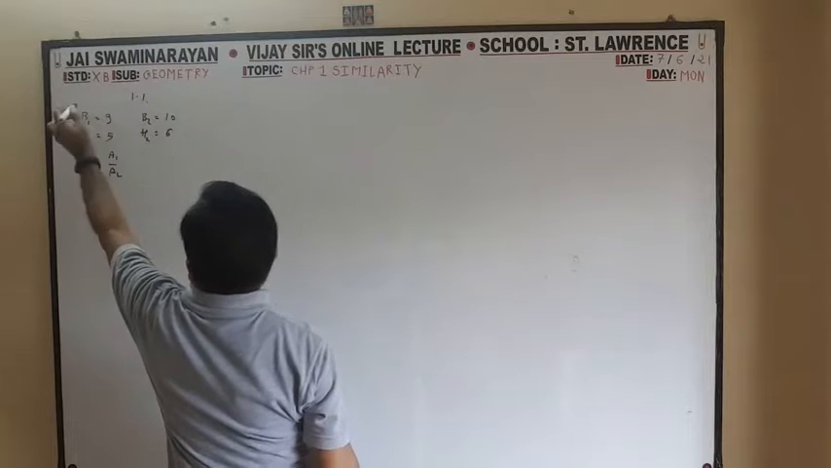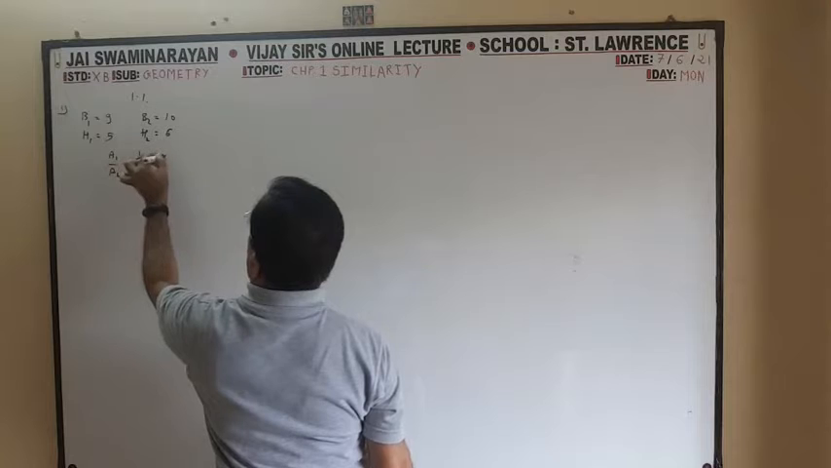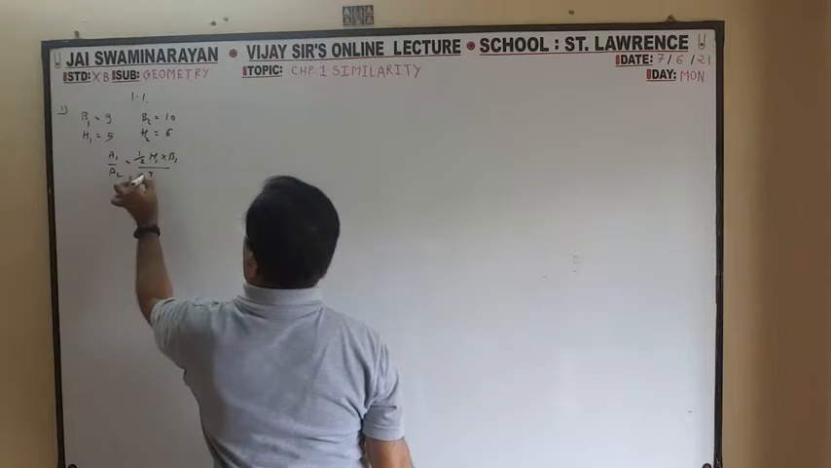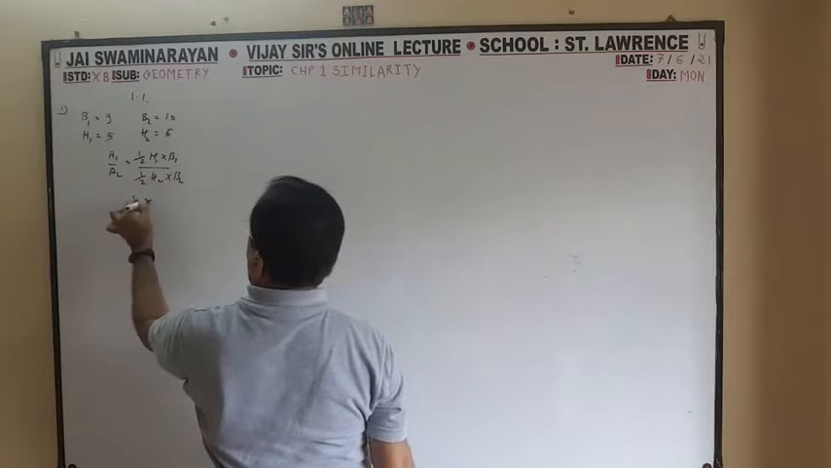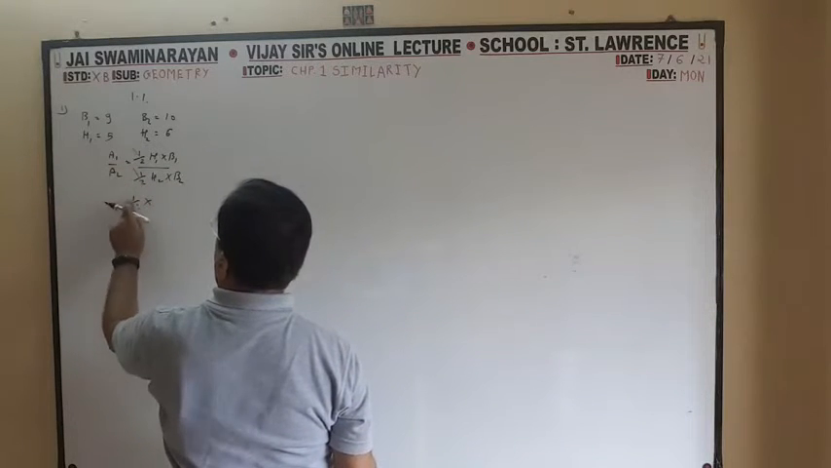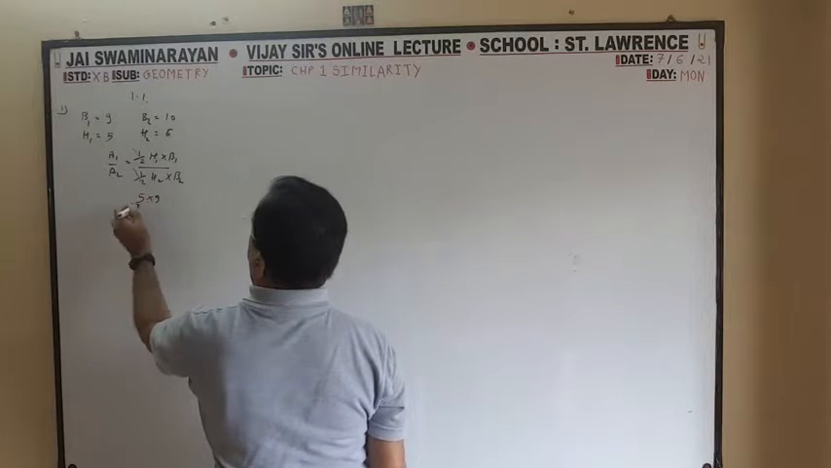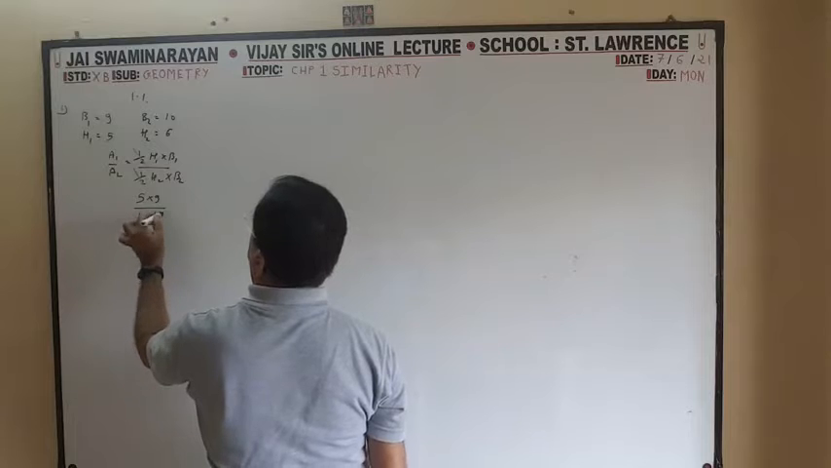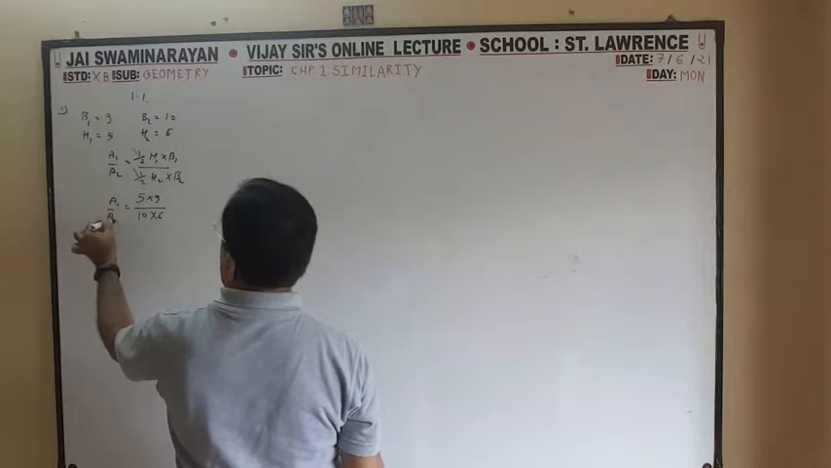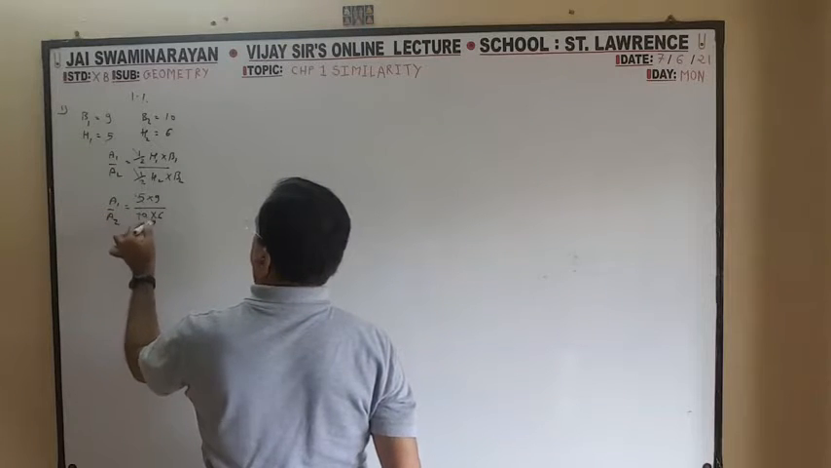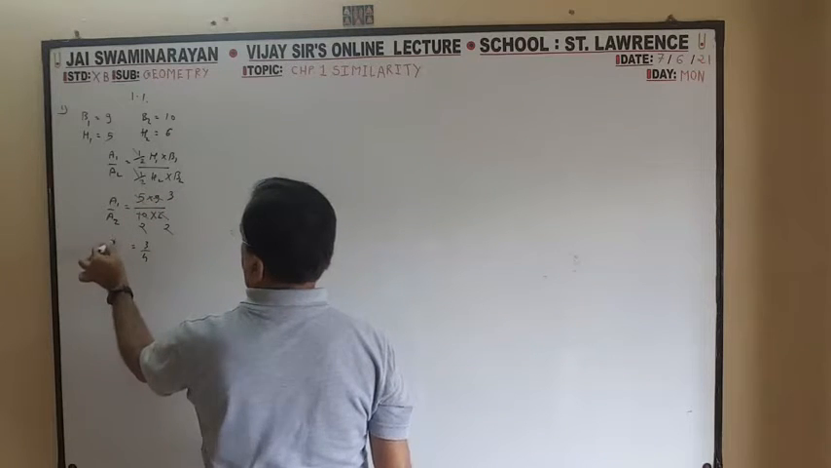This is 1.1. This is the first alternate. We will do half into height 1, base 1, divided by half into height 2, base 2. Half cut, 5 twos are 10, 3 twos are 6, 3 threes are 9, so it is 3 by 4.